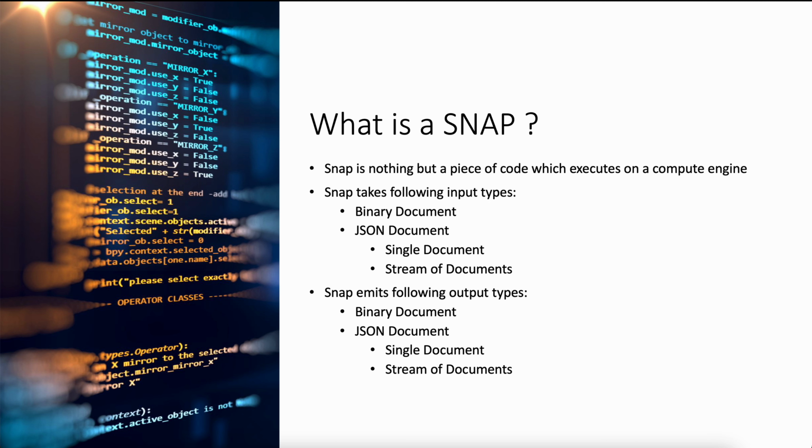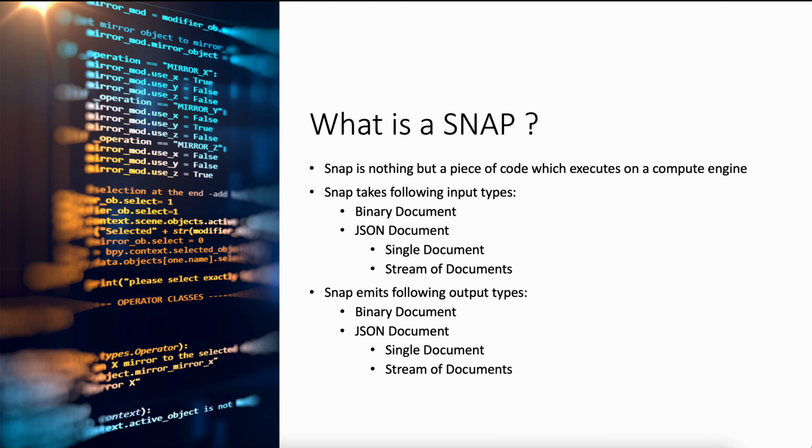A snap, you can imagine, is like a Java project, a Java module, that takes certain input and generates certain output. It executes on a compute engine. That's what a snap is all about. As it is a Java class, you can imagine it takes an input and produces an output. So what are the different input types it takes? What are the different output types it throws?